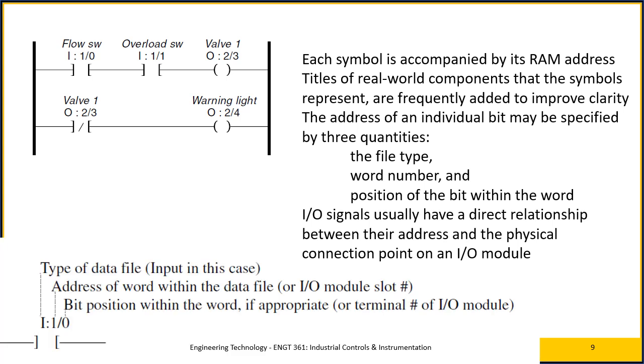The following is a more general interpretation of the flow switch instruction address. First letter is the type of data file, input in this case. The second character is the address of the word within the data file, or I/O module slot number. The third character is the bit position within the word, if appropriate, or the terminal number of the I/O module.